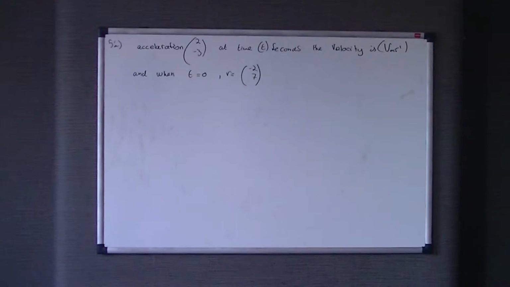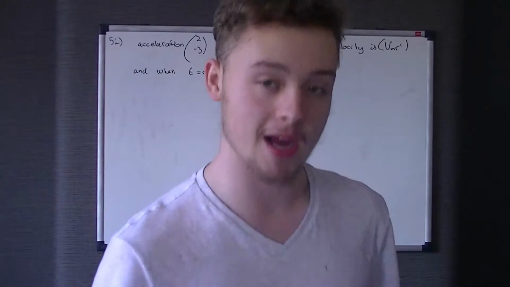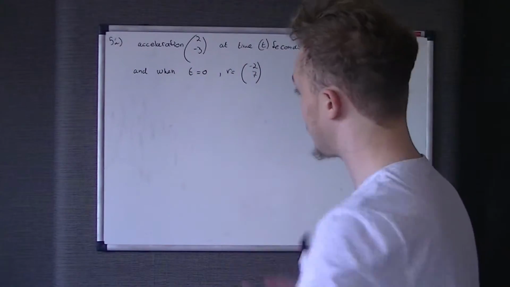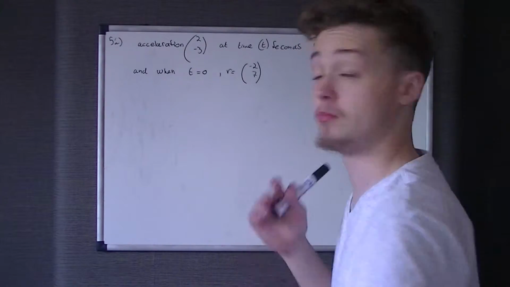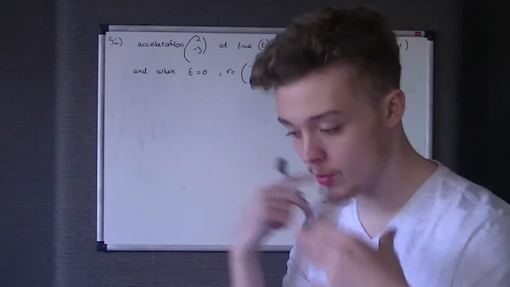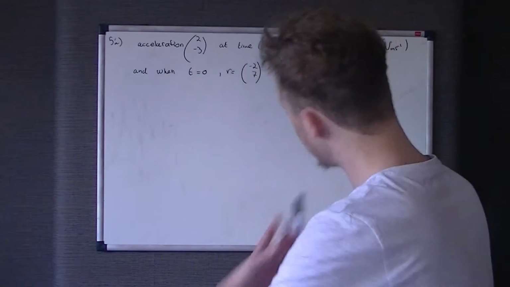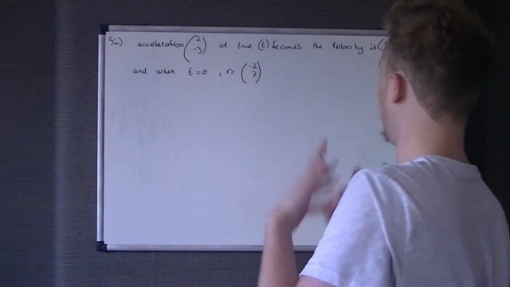Welcome, this is Edexcel's M1 June 2003 question 5. This is all a vectors question, okay? We're told that there's an acceleration vector 2i take 3j. I've just written it in column form, because I'm doing the video and other people are the ones sat behind the screen, okay? And we're told that at time t seconds the velocity is v meters per second.